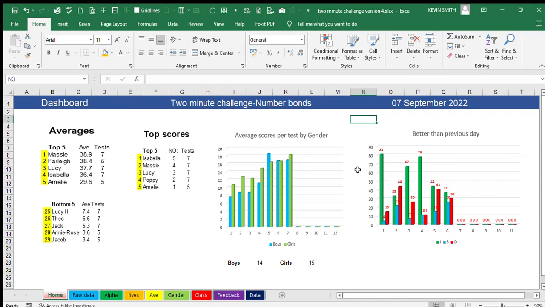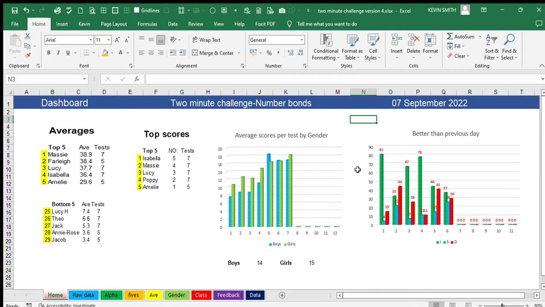so that it gets a fair average. And then the other one is better than a previous day, so I looked at day 2 scores, and if they'd increased they got a green cell. If they stayed the same they got blue, and if they decreased their score then they got a red. This happened on day 3, so day 3 looked at day 2's.